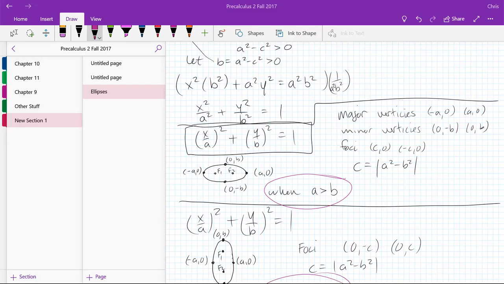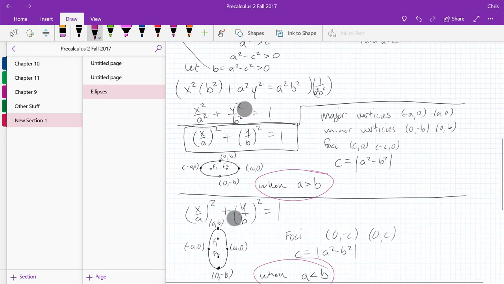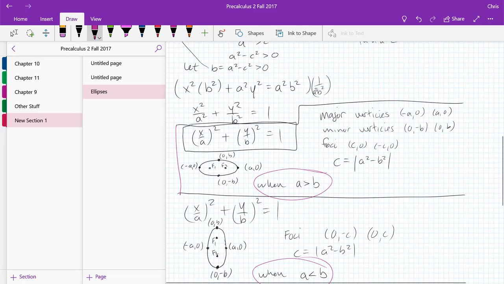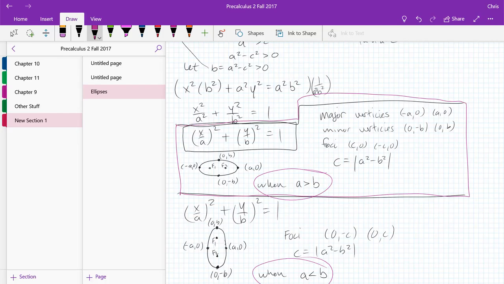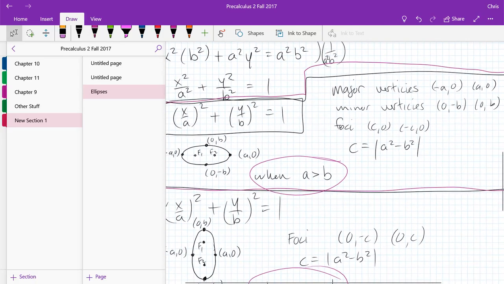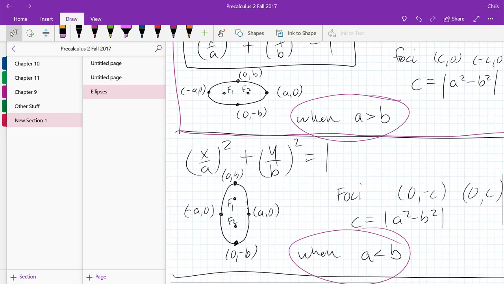So unlike parabolas, ellipses are a little more uniform, meaning that there's that table that we had, which had four rows before. This is really the only information you need for ellipses. There's really just one row on the table right here. The only difference is if A is bigger than B, your ellipse is going to be wide. If B is bigger, your ellipse is going to be tall. That's the only difference right there.